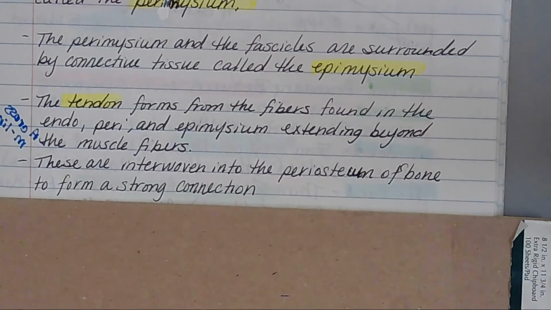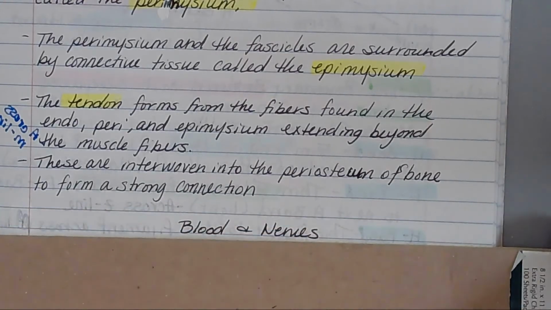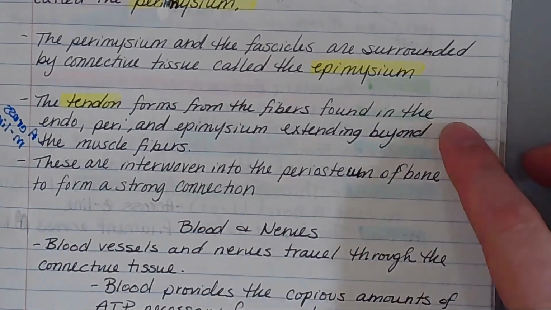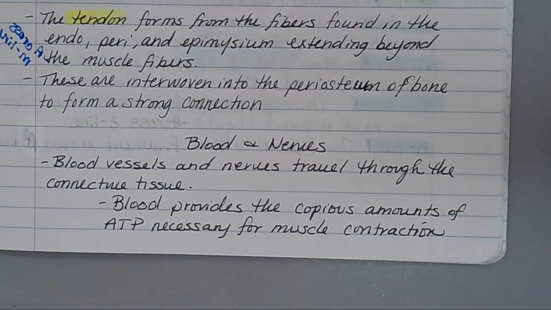Okay, so I'll draw a quick diagram of what that looks like. Again, these are interwoven, forming a really strong connection. The other thing to think about with your muscles in general is that the muscle tissue as a whole requires quite a bit of energy in order to do what it needs to do. In there, you're going to have quite a few blood vessels and quite a few nerves that go into that connective tissue to allow your body to do what it needs to do.